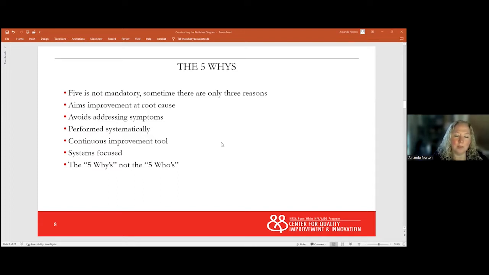What do I think is one of the number one flaws in creating a fishbone diagram? It's that you don't have the right problem statement. You haven't really gotten at the root cause of the issue. It's just a symptom. It's a surface level issue that you're encountering.